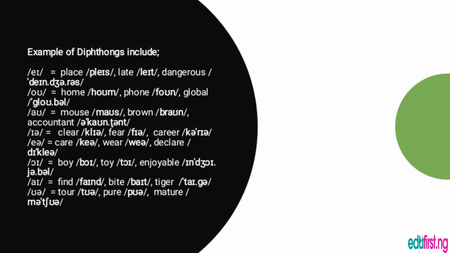As in place, late, dangerous. As in home, phone, global. As in mouse, brown, accountant. As in clear, fear, career. As in care, wear, declare. Oi, as in boy, toy, enjoyable. As in find, bite, tiger. As in tour, pure, mature.